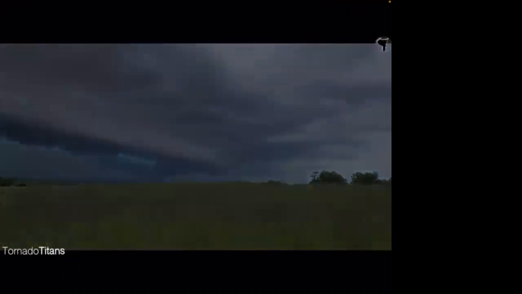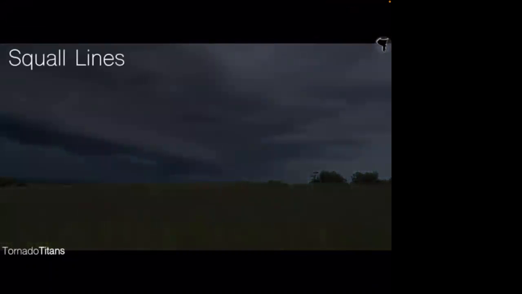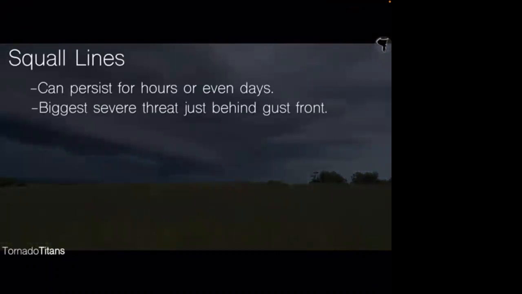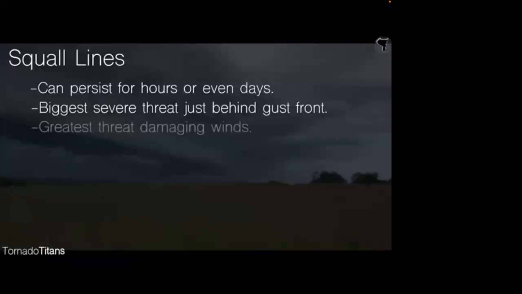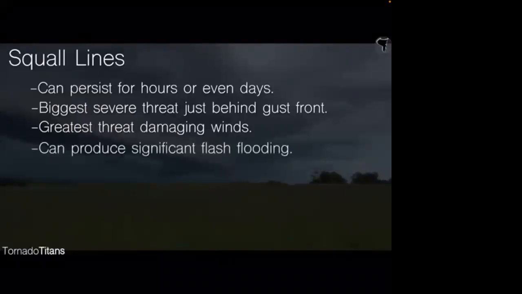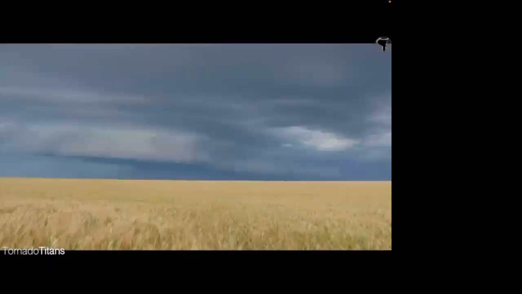Lines of storms can persist for hours and even days as they move east or south. A line of storms will see its biggest severe weather threats along and just behind the gust front. The main severe weather threat from squall lines is damaging winds, but large hail and even weak tornadoes are possible. Another threat is significant flash flooding, especially in situations where the line itself is moving slowly as individual cells move over the same areas repeatedly.